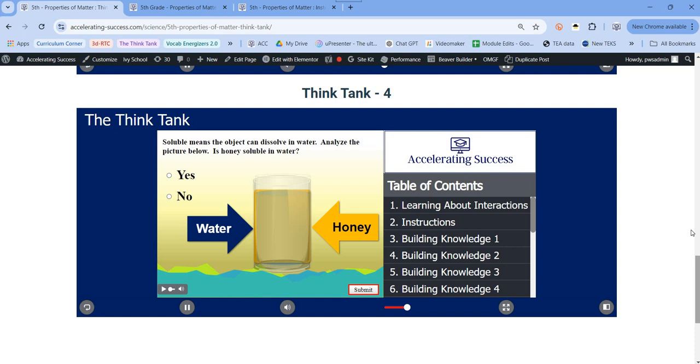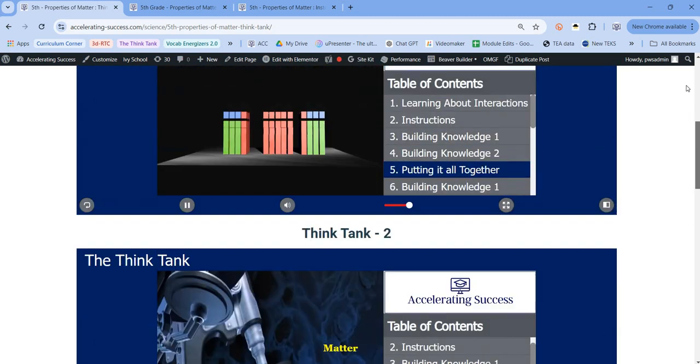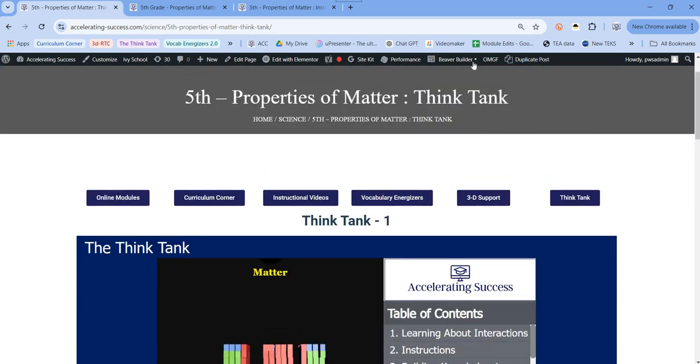As always, we've got 4 of these for properties of matter, and we've got lots more for the other contents. This is a 5th grade resource because this is connected to the testing. So this is a 5th grade only resource that can be used in a bunch of different ways.